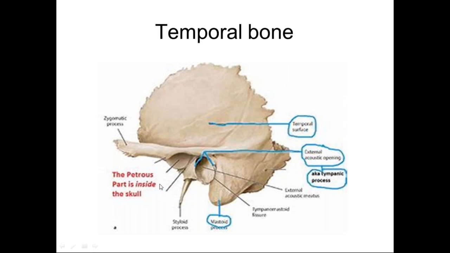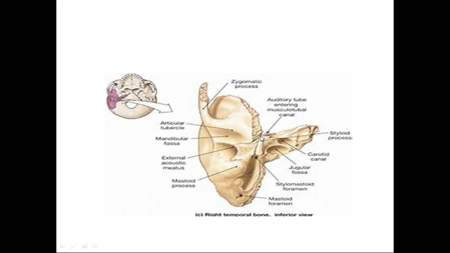The petrous part of the temporal bone is located inside. Now this is the petrous part of the temporal bone. So this is the inner surface. This is the zygomatic process. This is the external acoustic meatus. In front of the external acoustic meatus, this is the mandibular fossa. The mandibular fossa provides a depression for articulation of the temporomandibular joint. Just in front, it has an eminence known as the articular eminence.